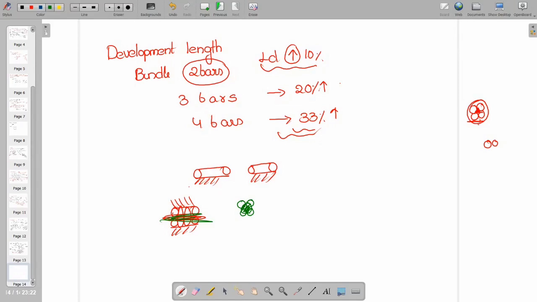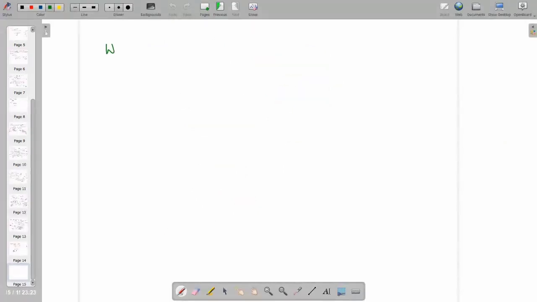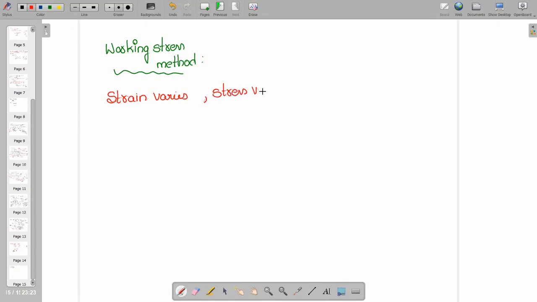Next, last topic for RCC. Okay, last topic, and I'm just giving. Sir, nowadays no one is using this method. Actually, still I'm telling you. Working stress method. See, in working stress method, I would like to tell you only very, very important things, because we are not using this method in practical. Here in working stress method, strain varies linearly, and stress also varies linearly. This is the important thing you have to know. Stress and strain vary linearly.